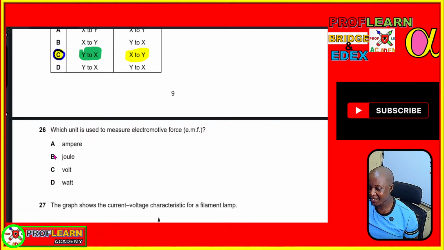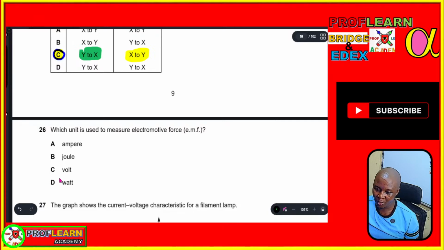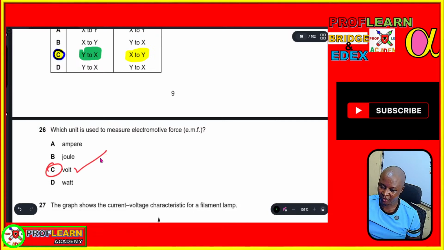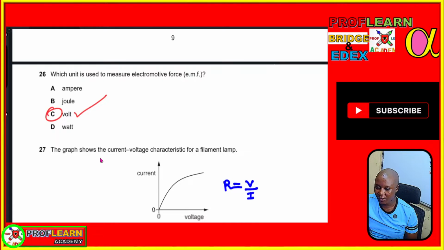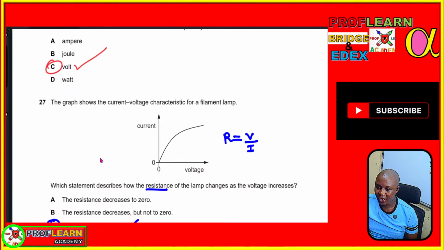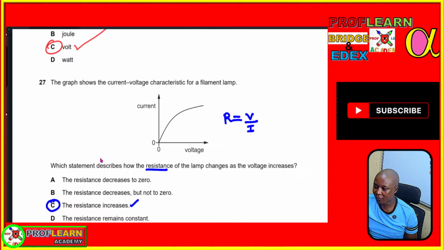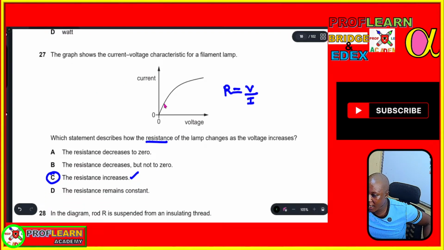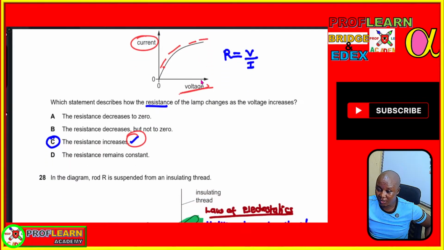EMF. The unit for measuring EMF is volts. EMF is measured in volts. The graph shows the current-voltage characteristics of a filament lamp, and you can see that as the voltage increases, the slope of the graph decreases, and in that case it means resistance is increasing. Yeah, so if the graph was current against voltage, it means that the resistance is what is increasing.